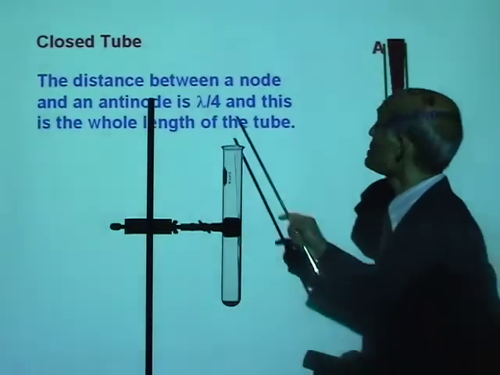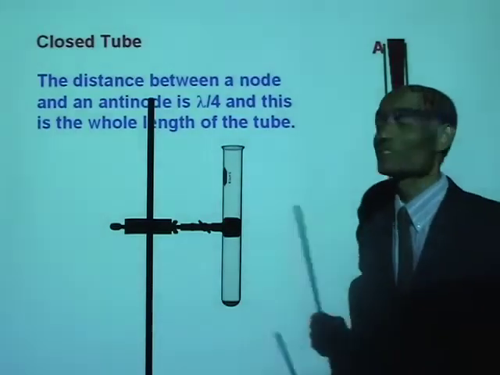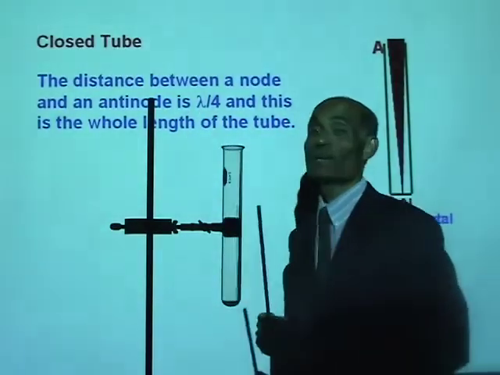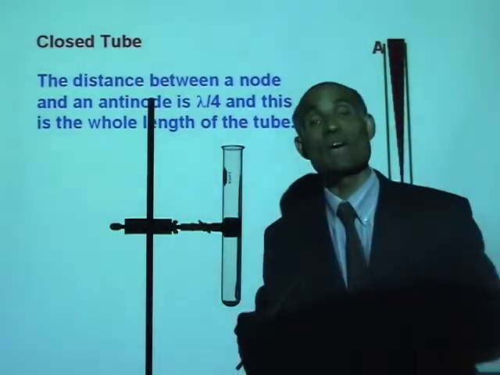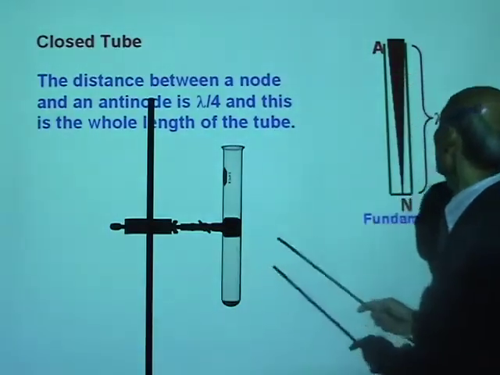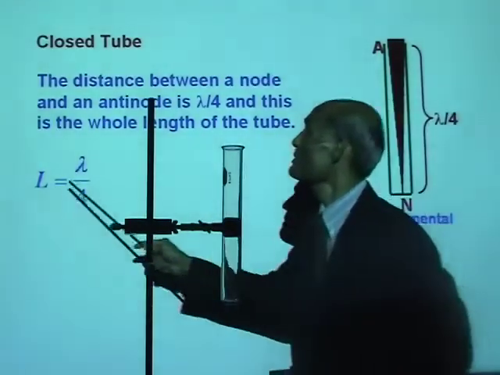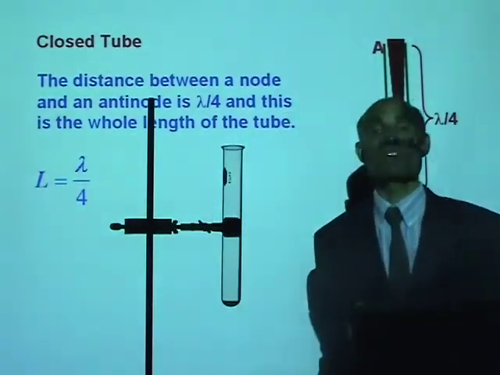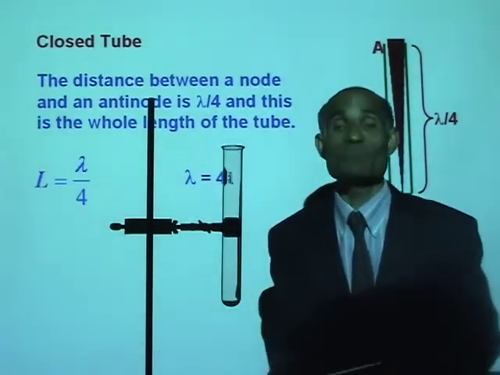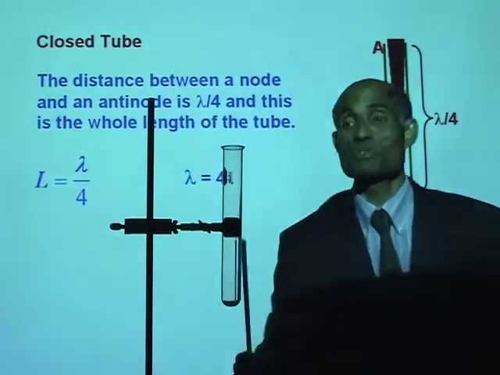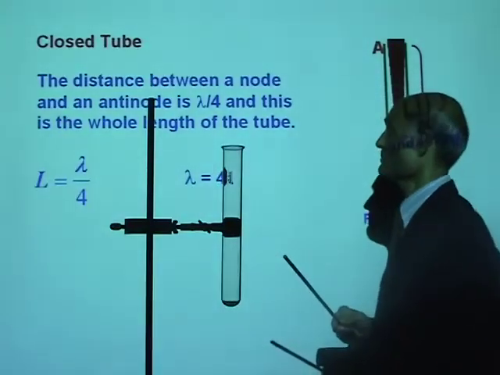Alright, what is the distance between the antinode and the node that we just talked about? It is a quarter of a lambda. So the whole length of the tube now is equal to a quarter of a wavelength. So we say L equals lambda by 4. Therefore, what is lambda equal to? The wavelength of the stationary wave inside the tube now is 4L, 4 times the length of the tube.